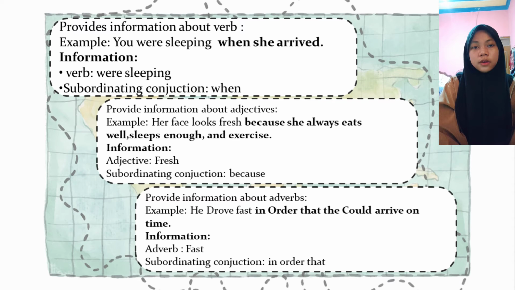Provide information about verb. Example: you were sleeping when she arrived. Information verb: were sleeping; subordinate conjunction: when. Provide information about adjective. Example: her face looked fresh because she always eats well, sleeps enough, and exercises. Information adjective: fresh; subordinating conjunction: because. Provide information about adverbs. Example: he drove fast in order that he could arrive on time. Information adverb: fast; subordinating conjunction: in order that.